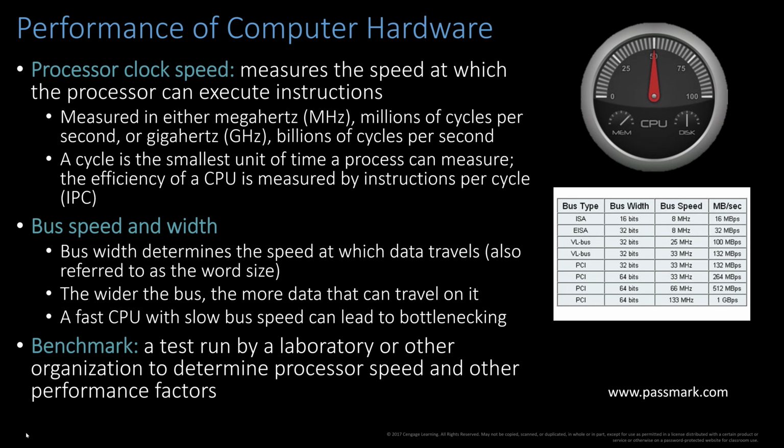So, more detail on performance of the computer. When we talk about the CPU, which we've already talked about briefly, the central processing unit, one of the things that makes a CPU fast is the clock speed. It measures the speed at which the processor can execute instructions, okay? Measured in either megahertz, like we used to, or gigahertz, like we do today.